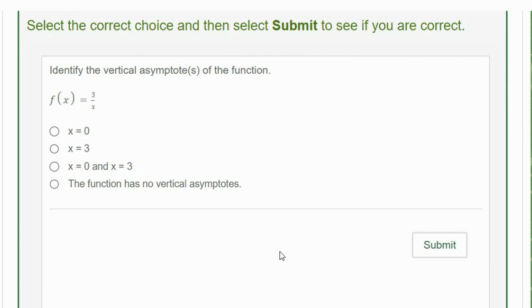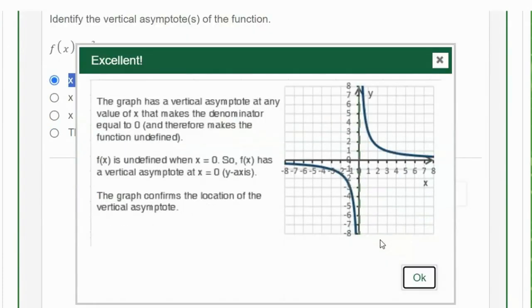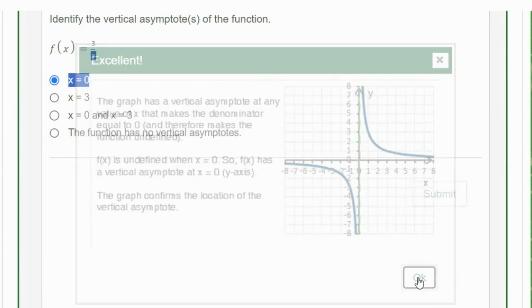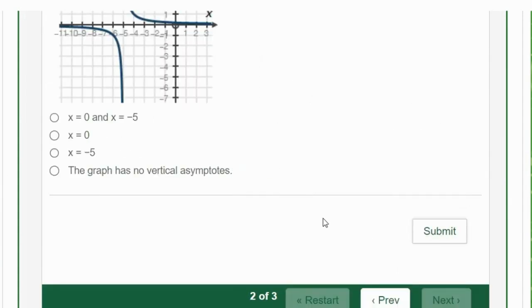Daniel's got an answer for us. Anyone agree? Oh, Soraya agrees. Seth agrees. All right. I see lots of folks saying x equals 0, because for vertical, we just figure out what would make the denominator 0. Well, if the denominator is just x, it's when that x is 0. Yeah, that's absolutely right. Excellent. The graph has a vertical asymptote at any value of x that makes the denominator equal to 0 and thus undefined. Right, let's look at the next one.